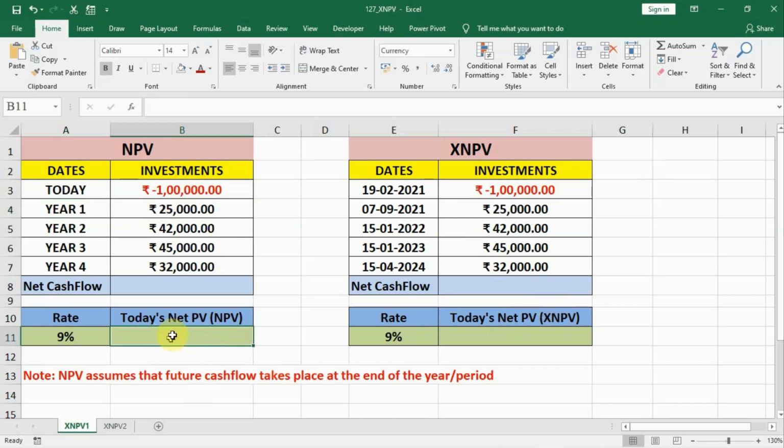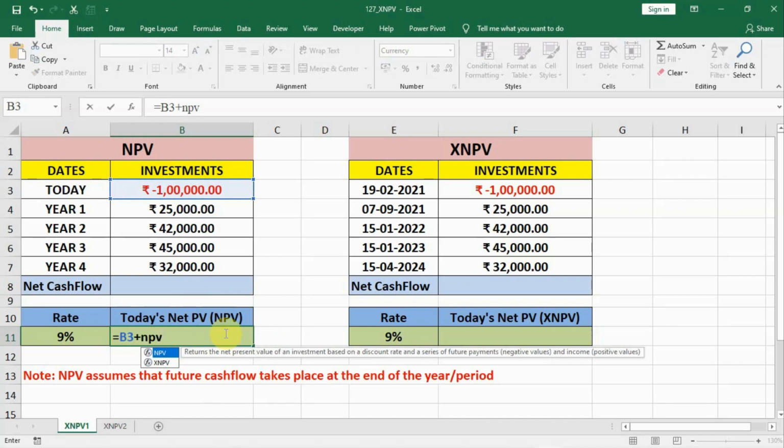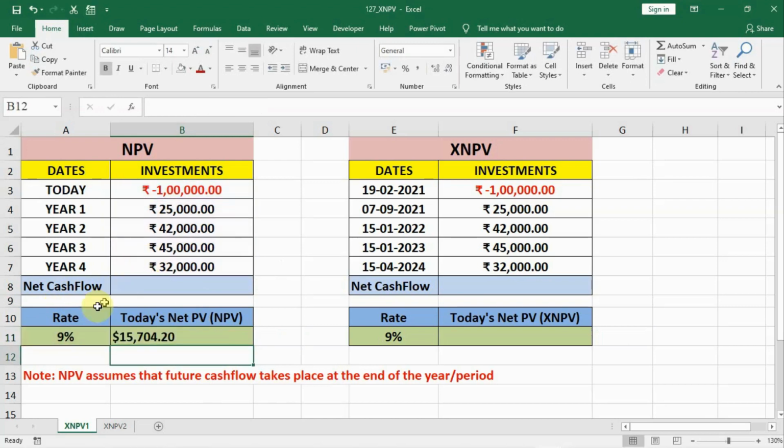In the first case, we have to calculate today's NPV for the above investments and yields. I'll write down equal to, and we'll have the first value. We do not add that to the NPV because that is actually today's value, and then we'll calculate the other values in terms of NPV by selecting them one by one with a rate of 9%, and then selecting all other values, as we have to calculate the time value of these things in terms of today. It comes out to be 15,704.